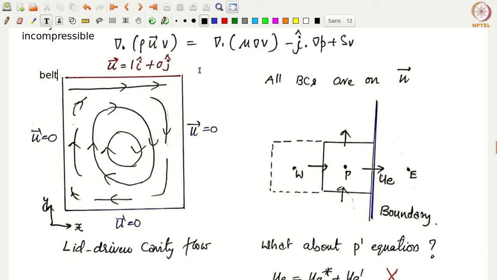So there is a belt that is moving, and then it comes back, and essentially it has a lid on the top which moves continuously in the x direction with a velocity of, let's say, 1 meter per second. So u bar for the lid is 1 i cap plus 0 j. Whereas all three other boundaries of this box are stationary, so their velocity is 0 on all three sides, and this box is filled with, let's say, water. If the belt is moving at a certain speed, then after a particular steady state is reached, you will see that the fluid inside the cavity also starts rotating because of the belt.